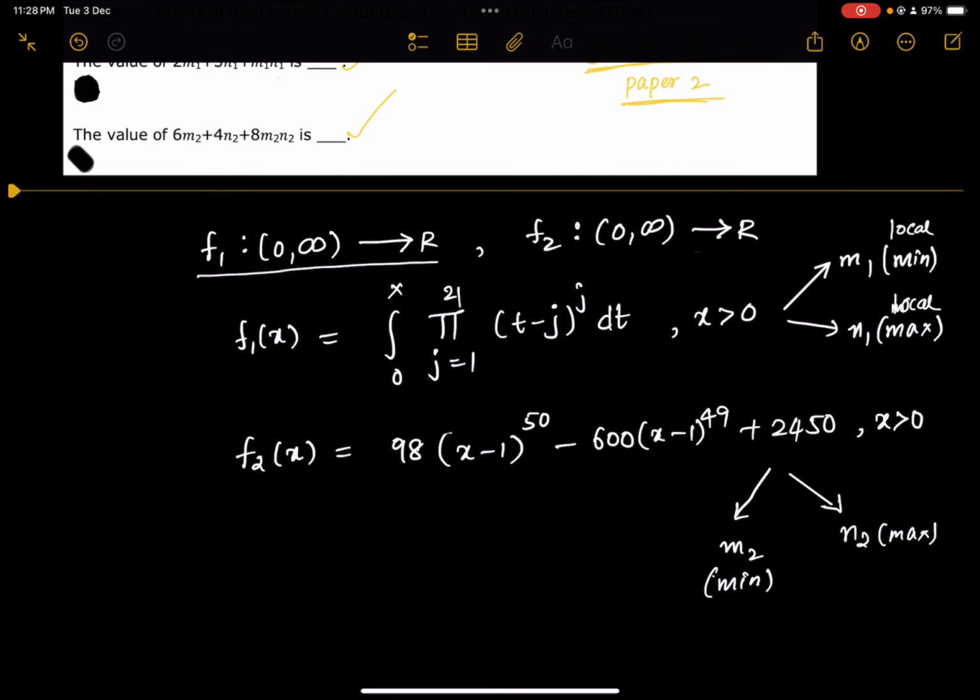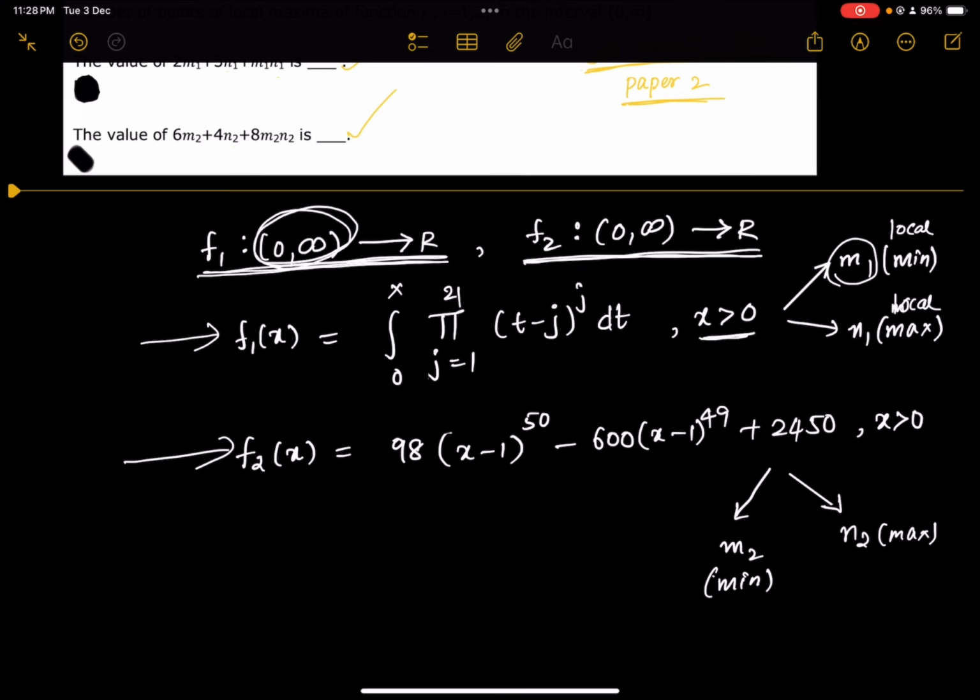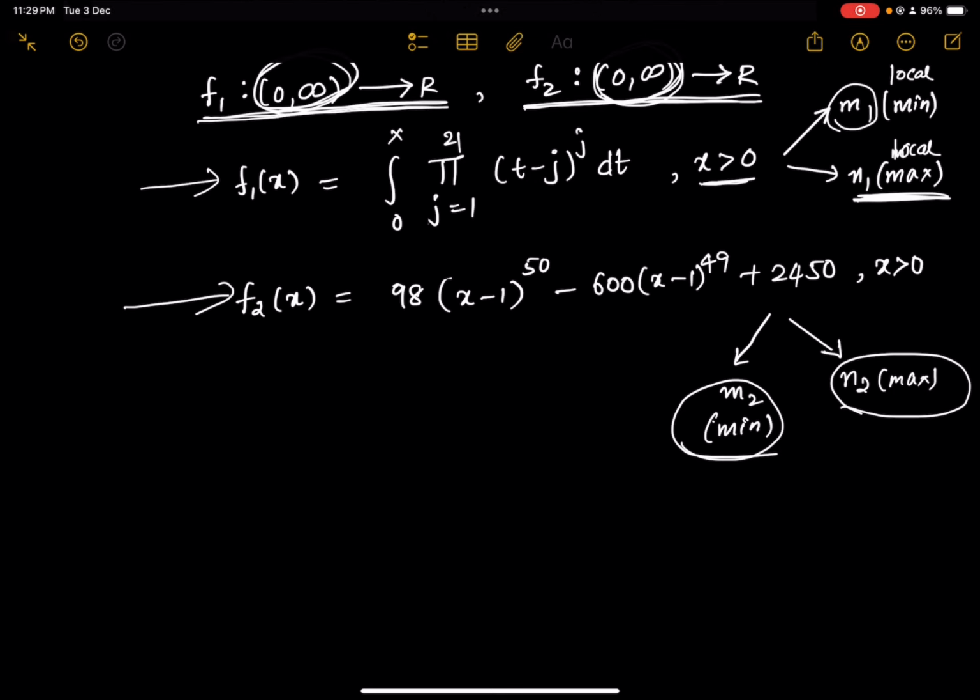So there is a function f1, domain and codomain are given, and similarly for f2. So f1 is this function, f2 is this function. m1 is the number of local minima of f1 in this interval 0 to infinity, and n1 is the number of local maxima in the same interval. Similarly for this function f2, m2 is the number of local minima, n2 is the number of local maxima in this particular interval. So let us go ahead.